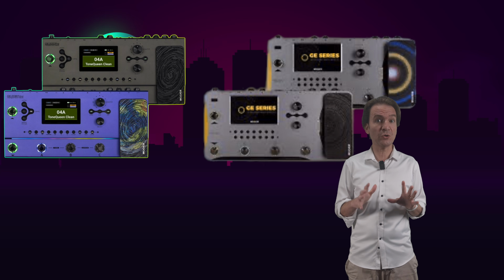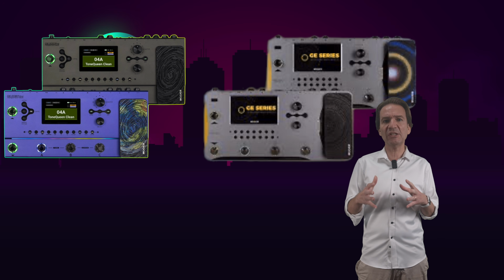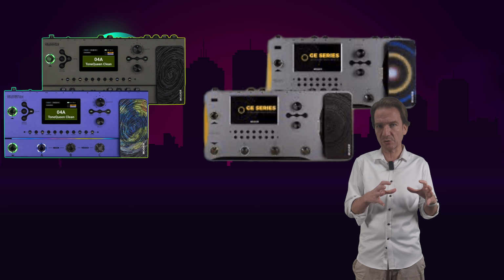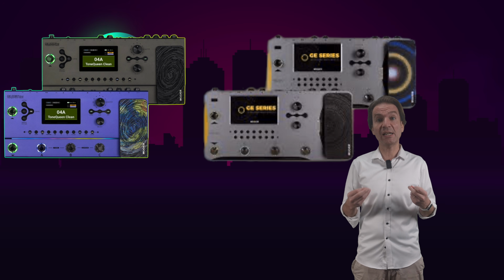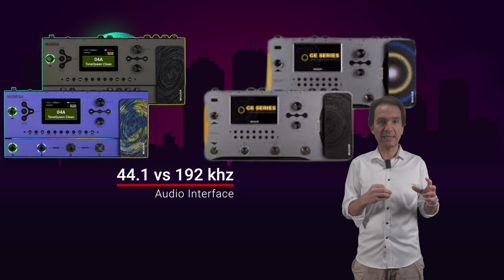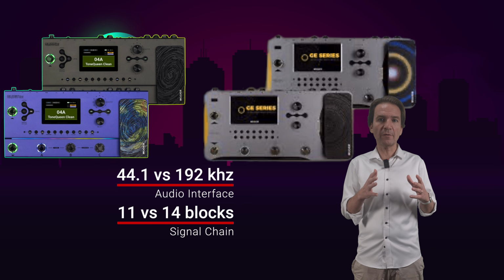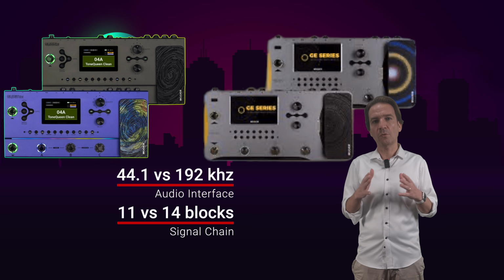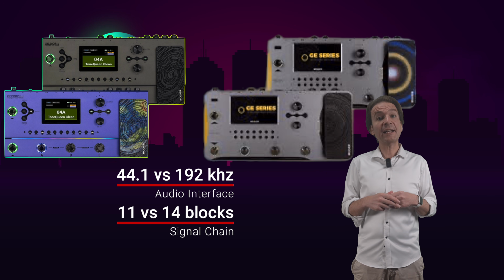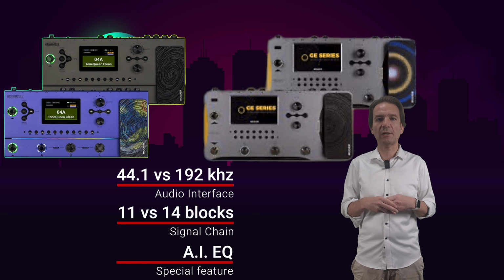Therefore, in terms of features, it is quite a substantial upgrade versus the old GE 200, and it is pretty similar to the GE 1000. The main differences that are significant for me are the audio interface, which can reach 192 kHz in the 1000, that stays at 44.1 for the 200 Pro, the signal chain that offers more effect blocks in the 1000, 14 versus 11, and finally, I would mention the AI equalizer available only in the GE 1000.